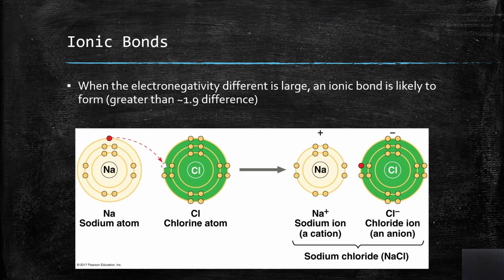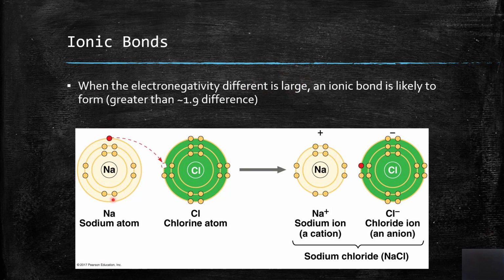Now, that was covalent bonds. That's what holds matter together very strongly. That's what holds you together for the most part. There's another kind of chemical bond called an ionic bond. This also has to do with electronegativity. This is when the difference is very large. I should say difference, not different. The electronegativity difference is large.